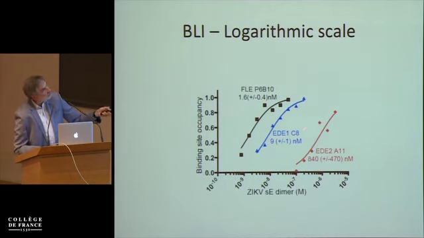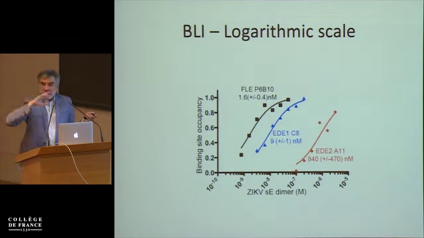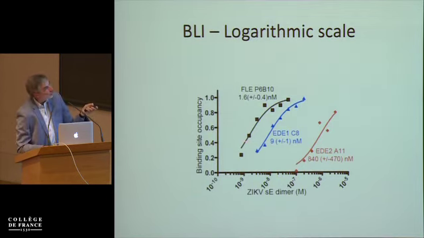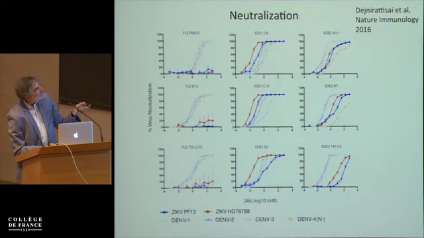And the EDE2 even less. And this is understandable because the loop that has the glycosylation site on Zika is different. So the antibody requires that for binding, and the binding is much poorer. And so Giovanna Barba-Spetz in the lab did the neutralization experiments.